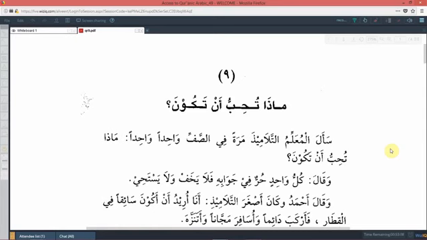ماذا تحب أن تكون? What do you love? What do you want to be? What would you like to become? What would you like to be? Meaning in the future.